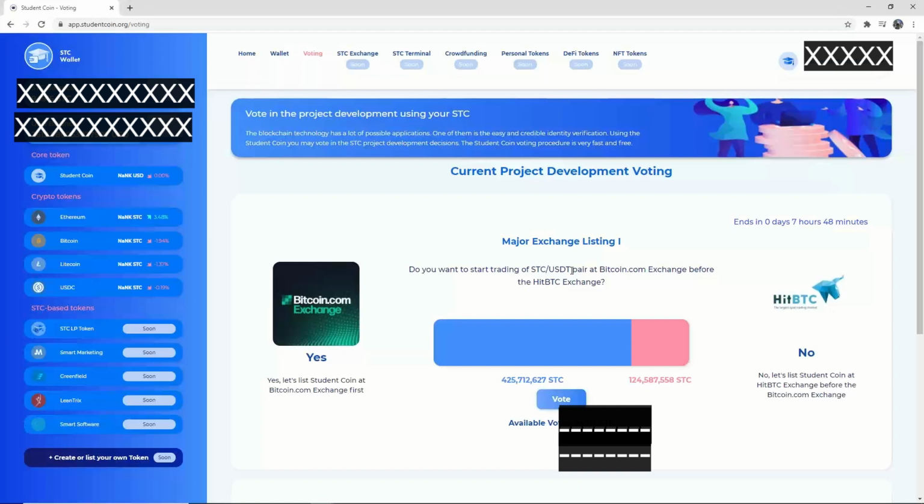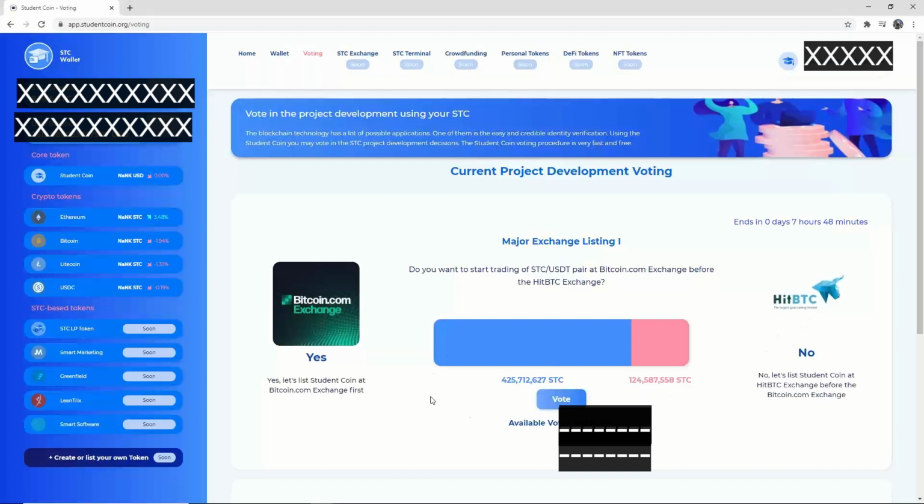USDT is the most stable to trade back and forth. You can also trade Bitcoin and Ethereum with Student Coin, but this is the most stable. And they want to know whether people want to have the trading available on Bitcoin.com exchange before HitBTC. So currently there are 425,712,627 to be exact votes for Bitcoin.com, which is great, and about 124.5 million for HitBTC.